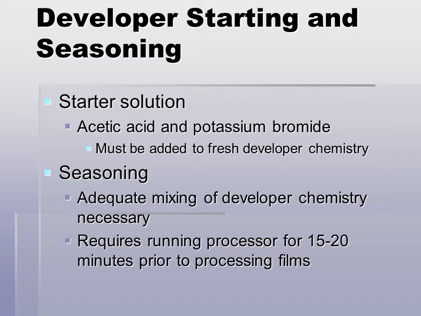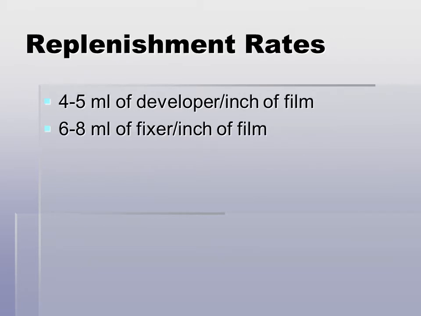Developer starting and seasoning. The starter solution, acetic acid and potassium bromide, must be added to fresh developer chemistry. There's no bromide because no films have actually passed through the processor yet. So for seasoning, adequate mixing of the developer chemistry is necessary and requires running the processor for 15 to 20 minutes prior to processing films. Replenishment rates: 4 to 5 milliliters of developer per inch of film and 6 to 8 milliliters of fixer per inch of film, but this can vary depending on the manufacturer's conditions.